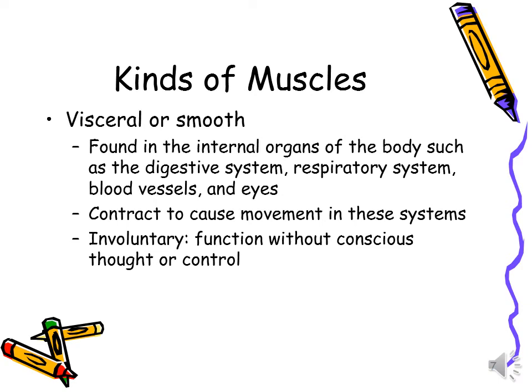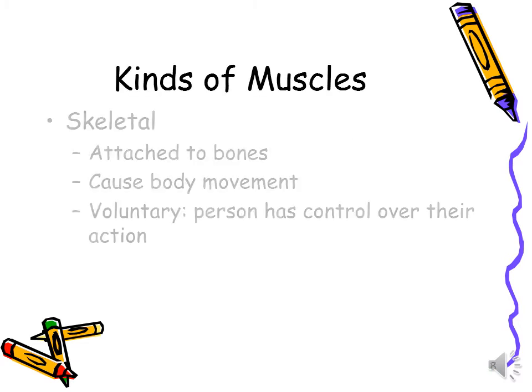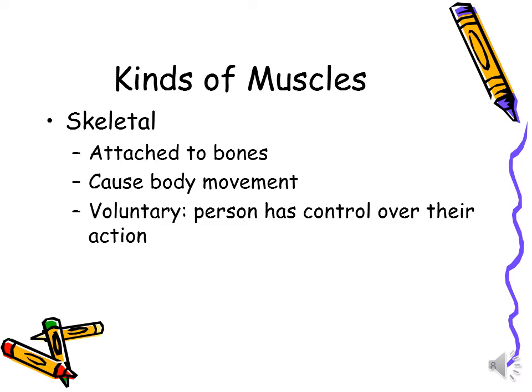Visceral or smooth muscle, this is a muscle that is found in the internal organs. Earlier in the year when we talked about peristalsis in the digestive tract, peristalsis, that is that rhythmic motion of muscles, and so that is what's happening in the smooth muscle, and we again cannot control that, so that is involuntary muscle. Skeletal muscles attach to bones, and these are the muscles that cause movement in the body, and these are for the most part voluntary, so we have control over their actions.